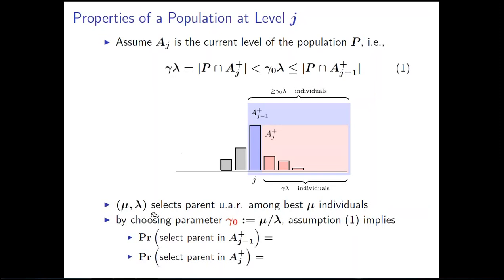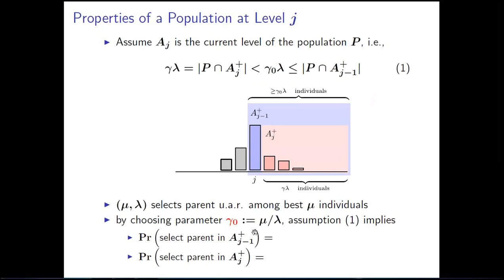Now, the mu comma lambda selection mechanism selects uniformly at random among the best mu individuals. It is convenient to pick this parameter gamma naught to be mu divided by lambda. Why is that convenient? Because now gamma naught lambda is just mu. So if we pick this particular value of gamma naught, which is just a parameter we use in the analysis, then essentially we sample uniformly at random among these individuals. So now we know a little bit about how the selection mechanism will work.